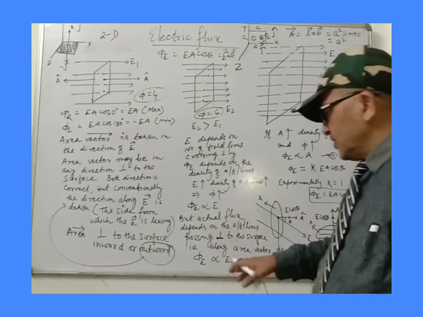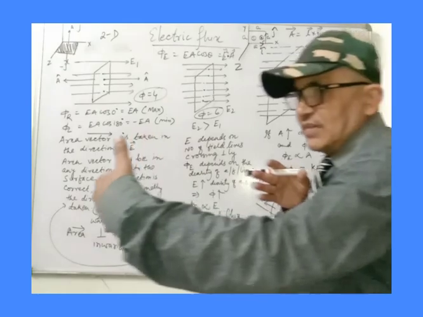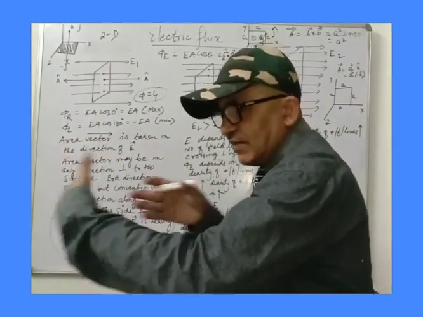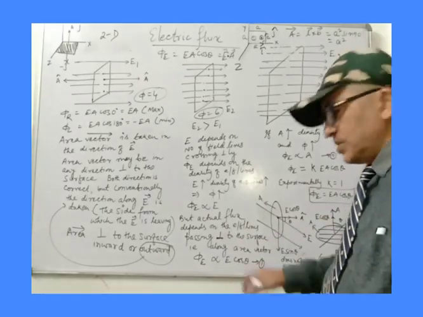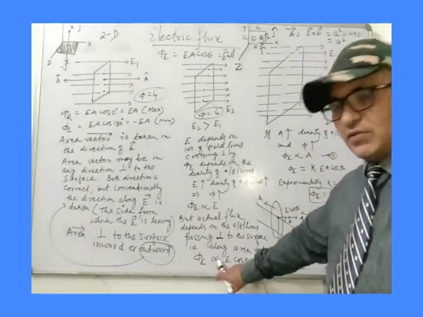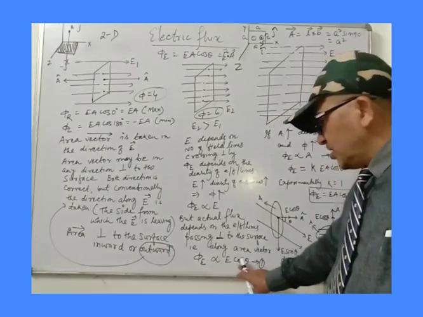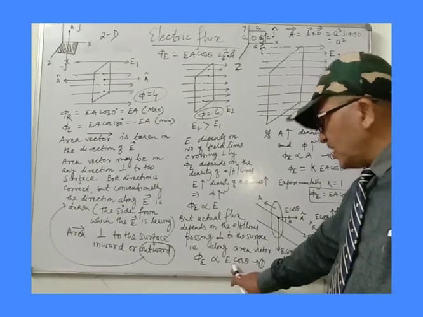That means if you find the component of electric field in the direction of area vector, then you will get a component called E cos theta. So phi E actually is proportional to E cos theta. This is equation 1, one part.